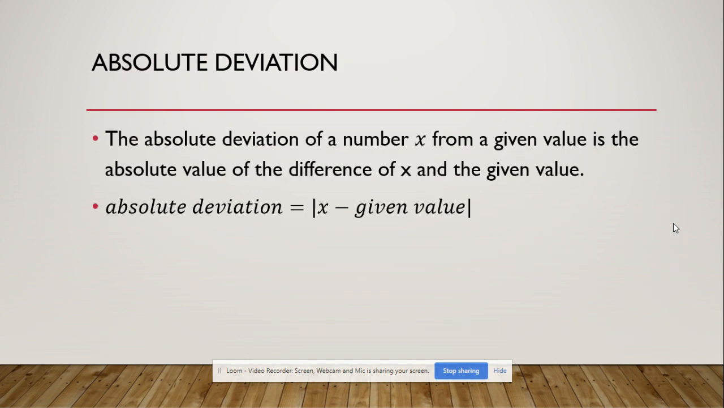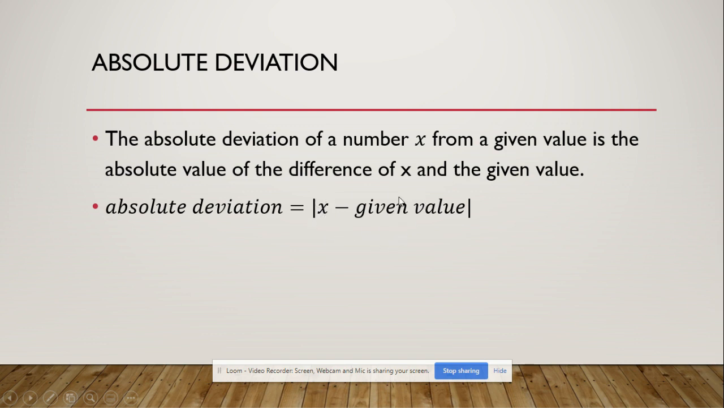Now, absolute deviation. Absolute deviation of a number x from a given value is the absolute value of the difference of x and that given value. Now, this is just to say how far away some number is from another.